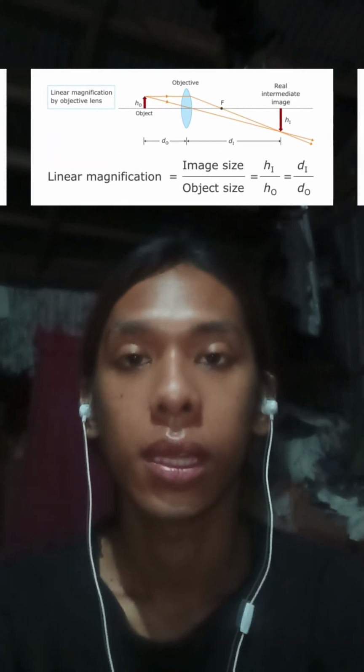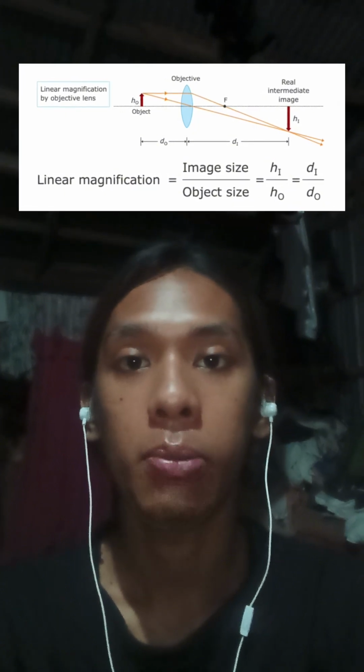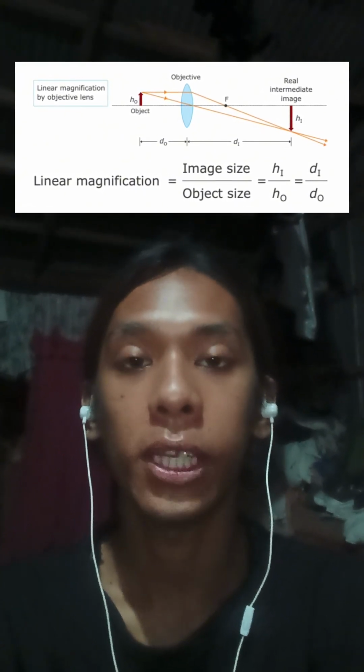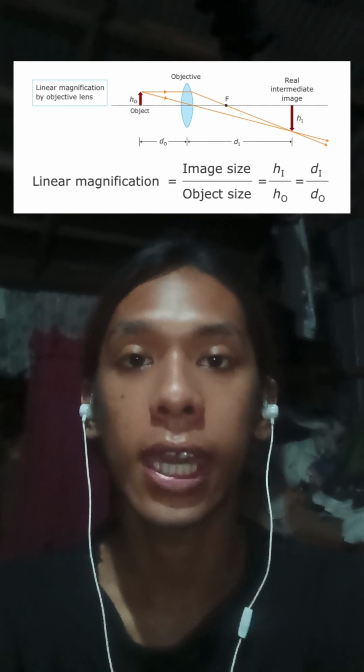Magnification means how large the image is as compared to the actual specimen size. In contrast, resolution is the smallest distance at which we can see two discrete objects as separate. Magnification is a function of the number of lenses. Resolution is a function of the ability of the lens to gather light. The magnification of a compound microscope is a product of the magnification of the objective and the eyepiece.